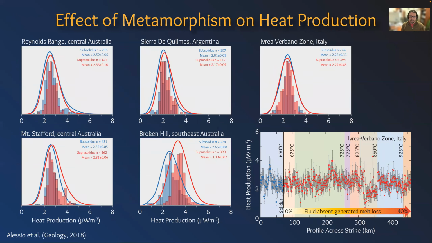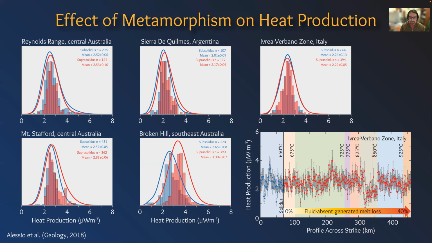A number of people in the past have hypothesized that there's a decrease in heat production with metamorphic grade. The reason they've suggested that is because as rocks start melting, the melts will mobilize the heat producing elements, which will then be extracted and move and differentiate up towards the upper crust.